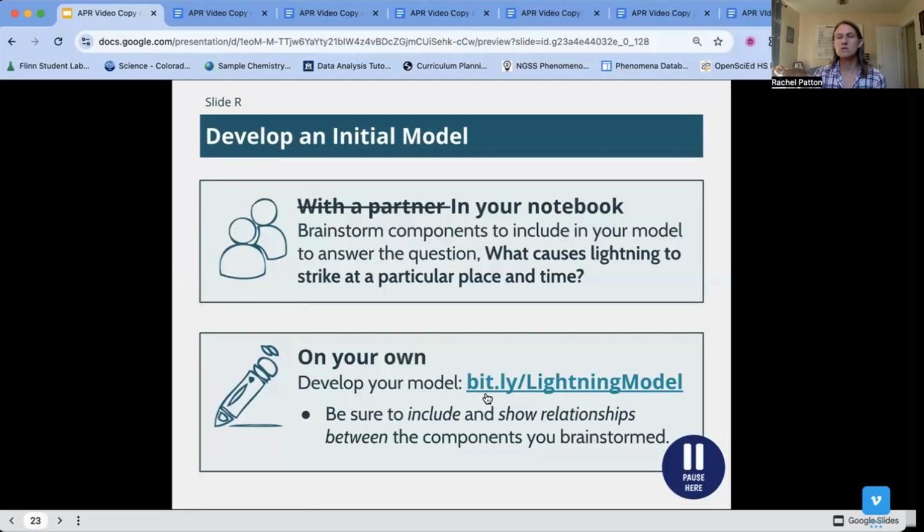So again, you can use this bit.ly link to open the model handout and make a copy and work from that model, or you can just use the model handout as a reference and work on your own piece of paper. Make sure that when you are making your initial model, you are including relationships or interactions between components, and try also to include some mechanisms to help answer that question. So take a moment, pause the video here, and take several minutes to work on that model, and then resume the video once you have finished your initial model.